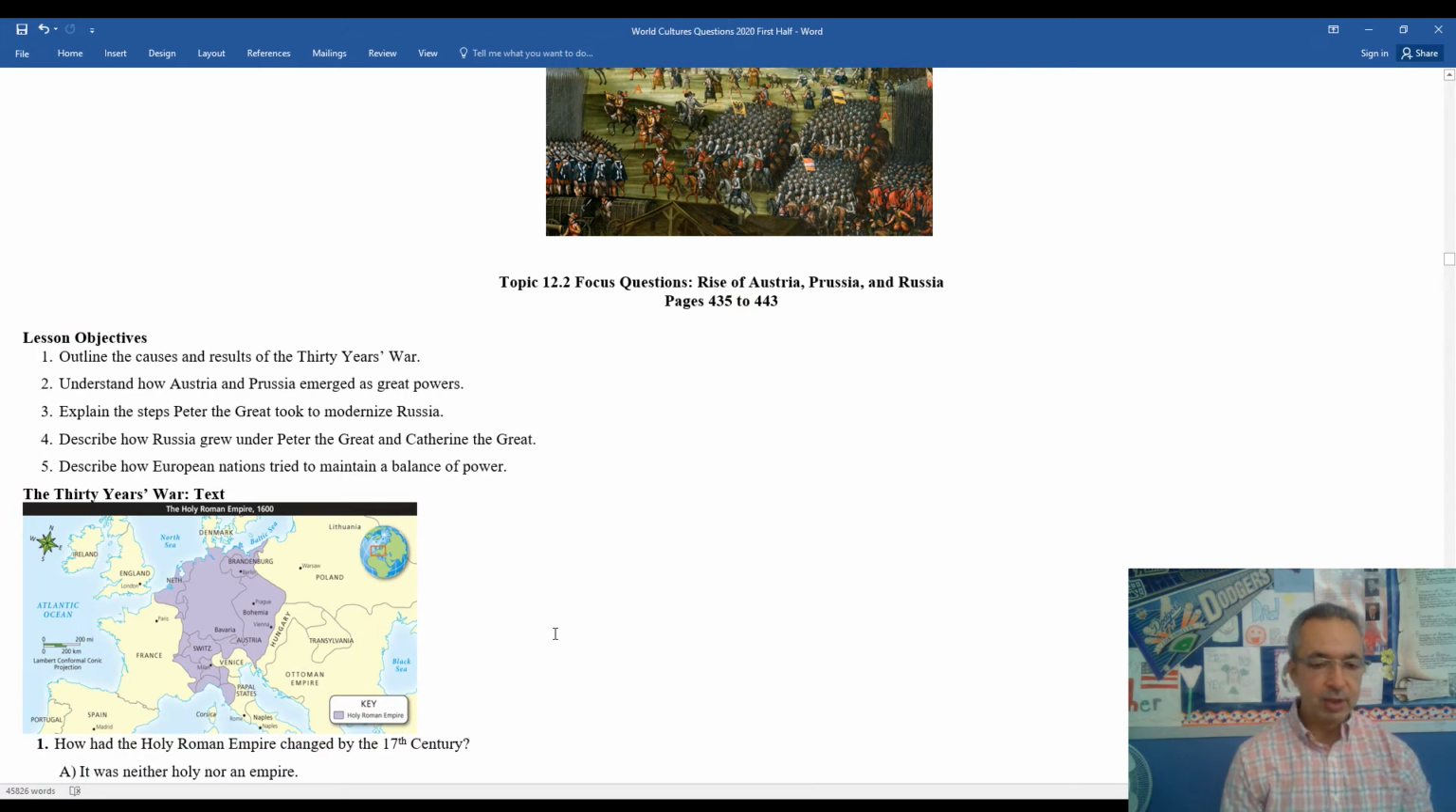So when you look at the objectives for this particular section, we'll be taking a look at the causes of the 30 Years' War. We'll understand how Austria and Prussia emerged as great powers during this period of time in history. We'll take a look at the steps that Peter the Great, although some might say he was only very good, but Peter the Great took to modernize Russia. We'll describe how Russia grew under Peter the Great and later on Catherine the Great. Though they're both great, it's tough to tell which one was the best. Depends who you ask. I'll describe how European nations tried to maintain a balance of power.